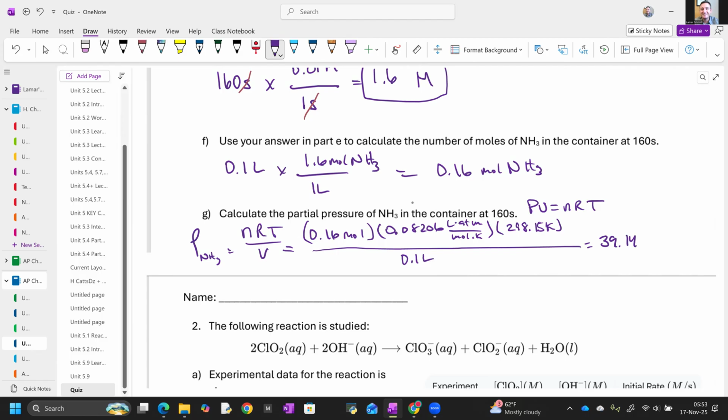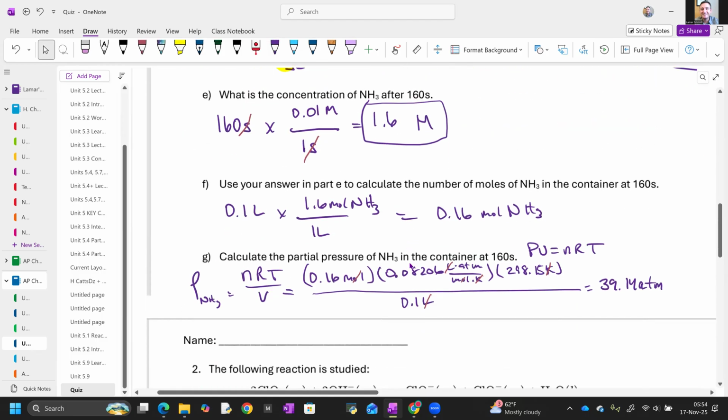39.14. What's the unit? You may wonder, what unit am I supposed to have? Well, moles is a numerator, moles is denominator, Kelvin numerator, Kelvin denominator, liters numerator, liters denominator. We're left with atm, and that is a unit of pressure. And so that's how we get that. And so that's question number 1 of the quiz.